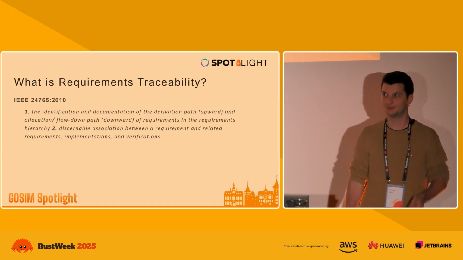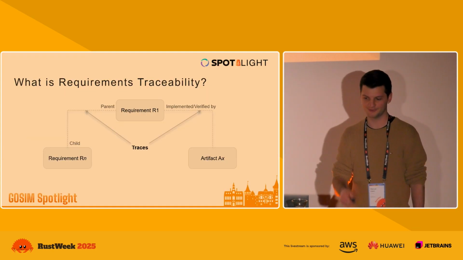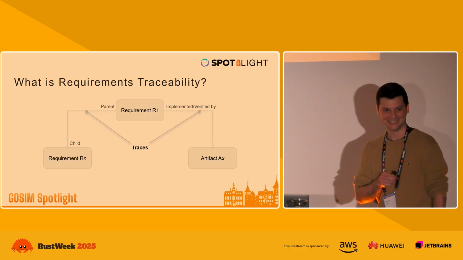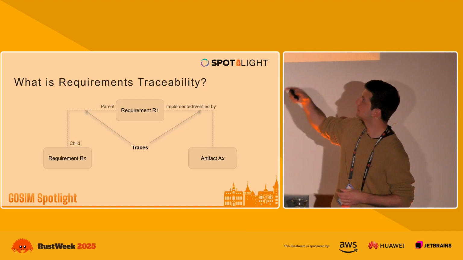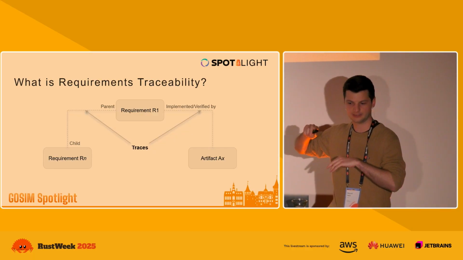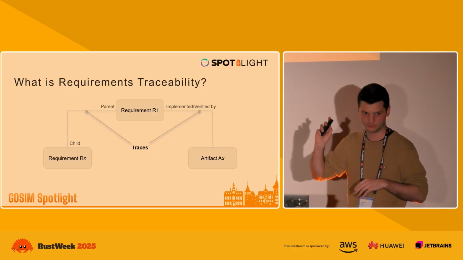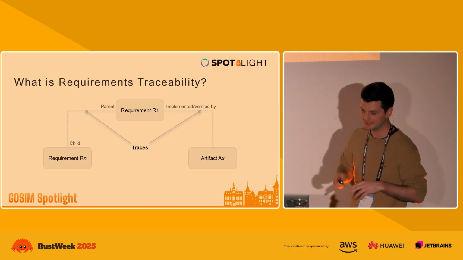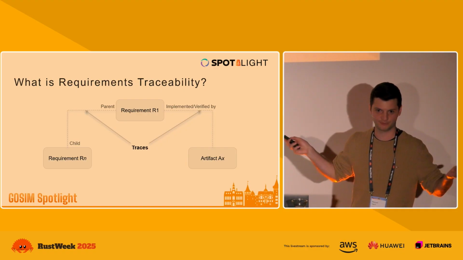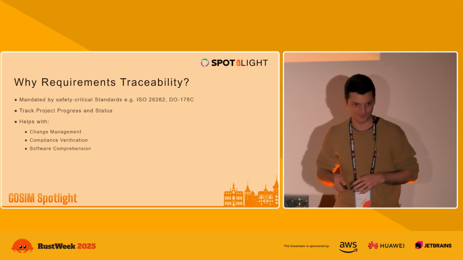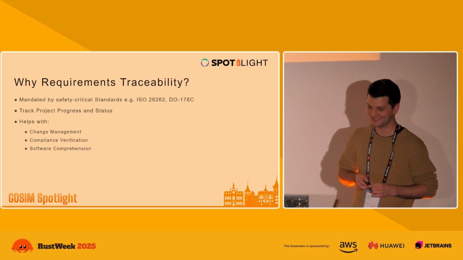What is requirements traceability? There's a nice IEEE definition we don't have time for. Traces are those dotted dashed lines between requirements and artifacts. They represent kind of relations between them. Artifacts could be code, models, diagrams, whatever. And knowing and documenting those traces, that's kind of requirements traceability. I hope that's okay for you.